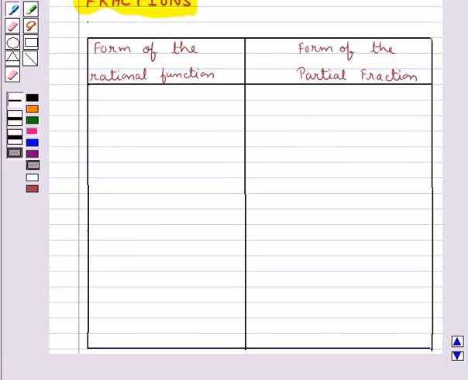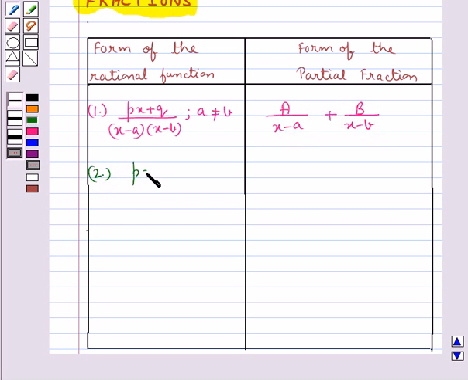This table below will give us the types of simpler partial fractions that are to be associated with various kinds of rational functions. Like, if we have the rational function of the form (px plus q) upon (x minus a) into (x minus b), where a is not equal to b, then the partial fraction will be of the form A upon (x minus a) plus B upon (x minus b). And if the rational function is of the form (px plus q) upon (x minus a) the whole square, then the partial fraction would be of the form A upon (x minus a) plus B upon (x minus a) the whole square.